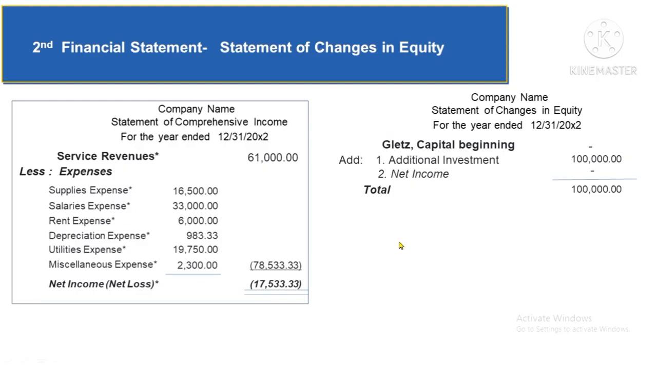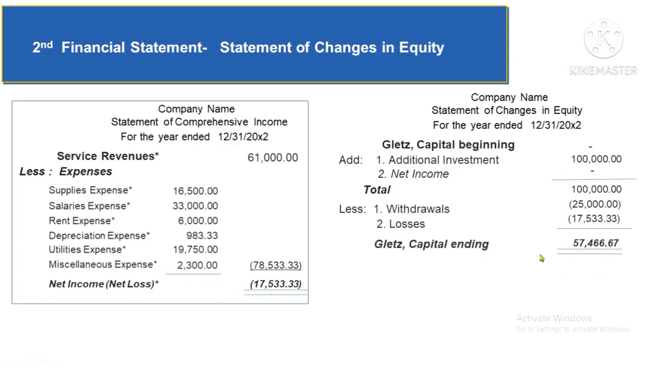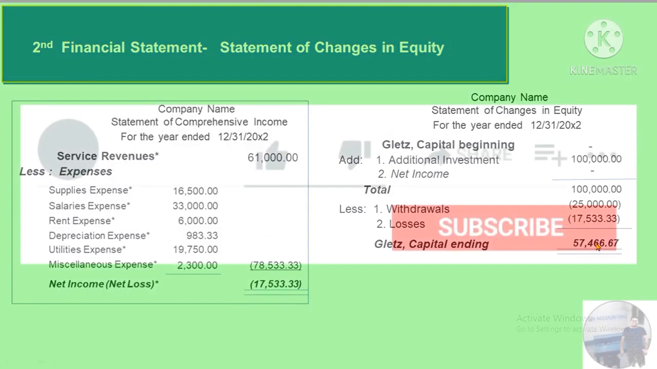So there are also two items that you can deduct, which are the withdrawals as well as the net loss. So according to our problem, we have withdrawals of 25,000, so we put it right here, and we have the losses of 17,533.33. You deduct these two from this 100,000 and we're gonna get the capital ending of 57,466.67, which is already the summary of investments and the withdrawals by the owner and the income and expenses of the business. So that's it for the statement of changes in equity. But before we go to the next, please remember this ending balance because it will be used on the third type of FS.